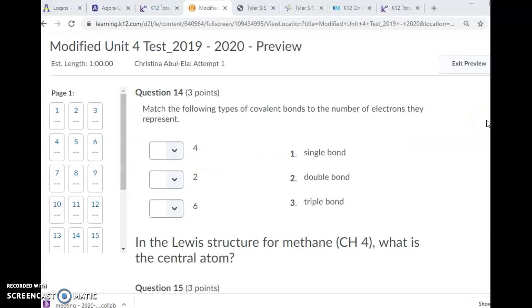Question 14. Match the following types of covalent bonds to the number of electrons they represent. We have 4, 2, and 6, matching up to single, double, and triple bond.